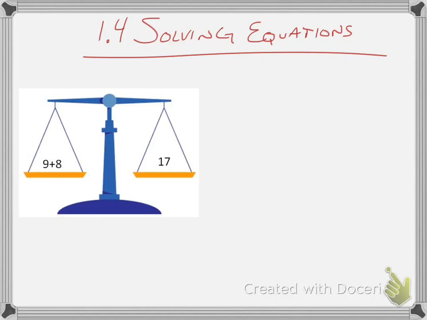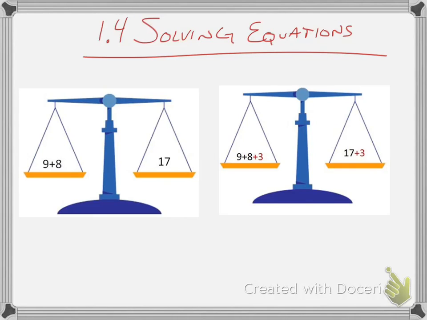And remember, whatever you do to one side, in order to keep the scale level, in order to keep it equal, you would have to do the same operation to the other side. Just like this. So if I add 3 to one side, I add 3 to the other side, now they're still equivalent, they're still equal, and the scale is still level.